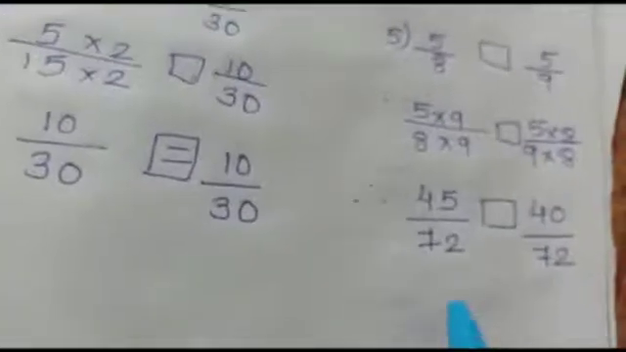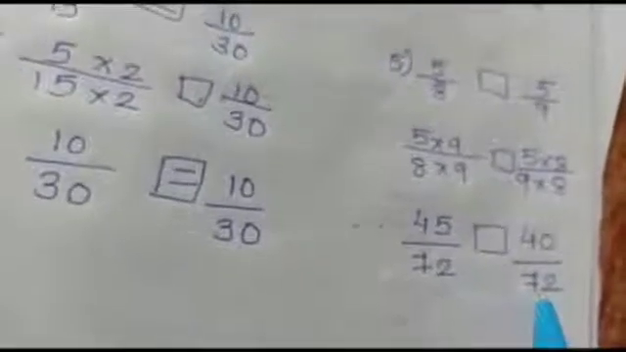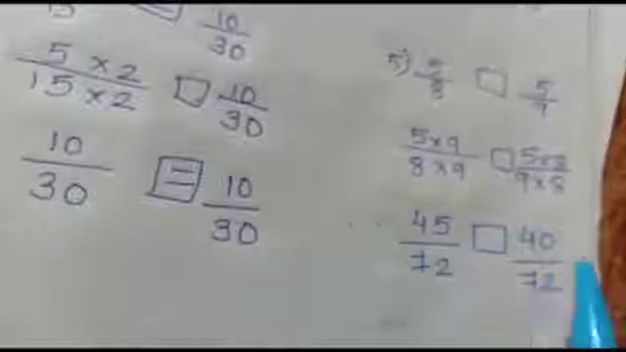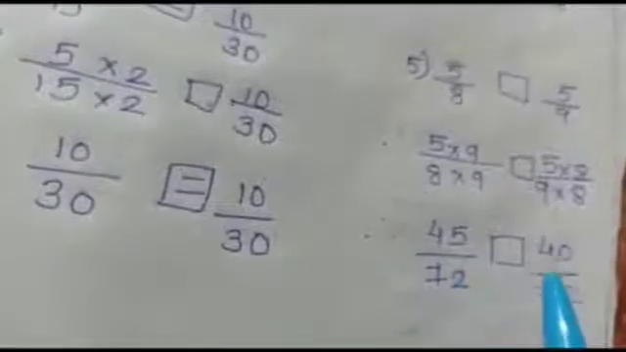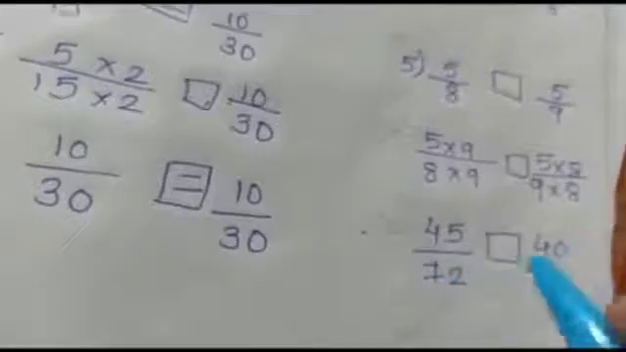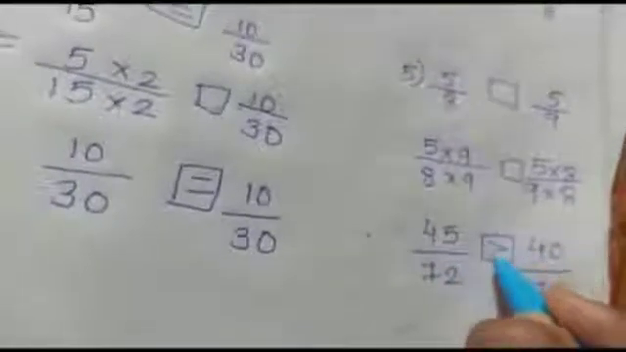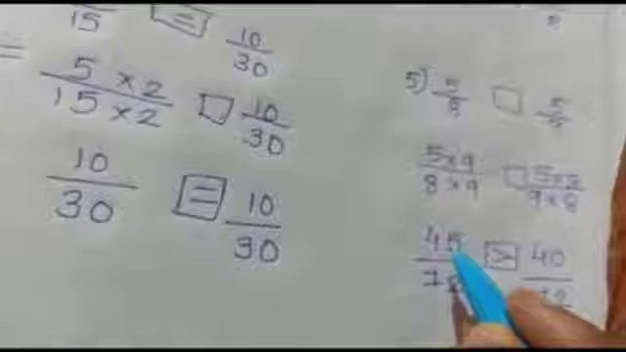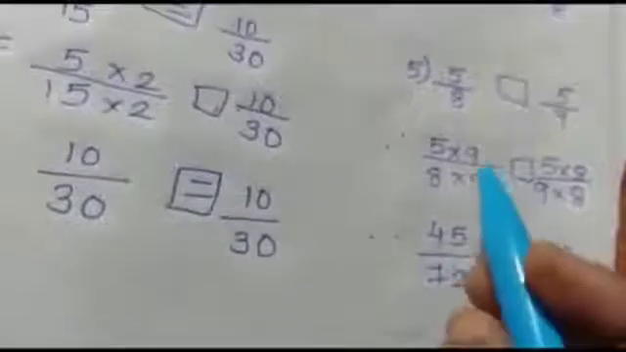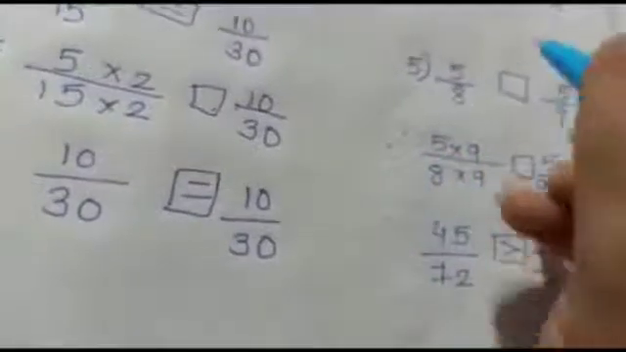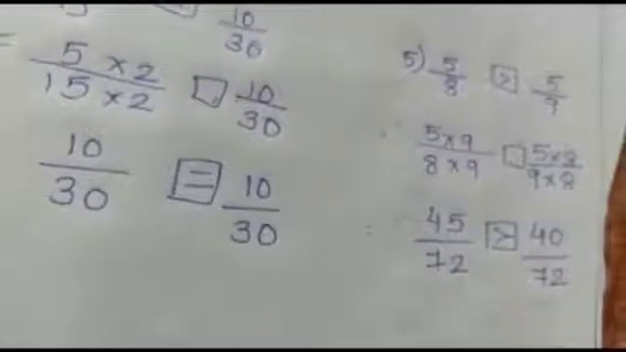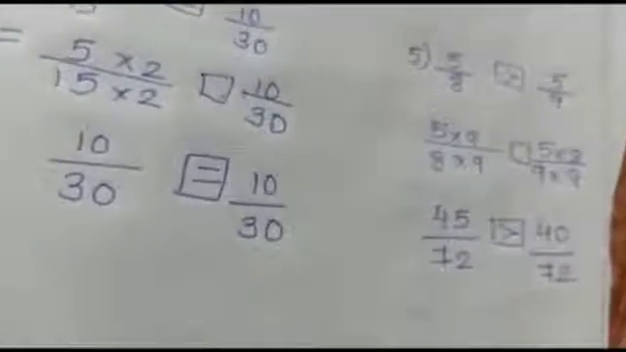Okay, now you can see their denominators are same. So those are like fractions. So now we can do the comparison. Now which one is bigger, 40 or 45? So 45 is greater than 40. Now from which number you got 45 upon 72? From 5 upon 8. So therefore 5 upon 8 is greater than 5 upon 9. Is that clear students?